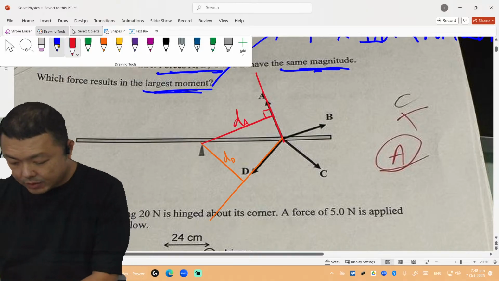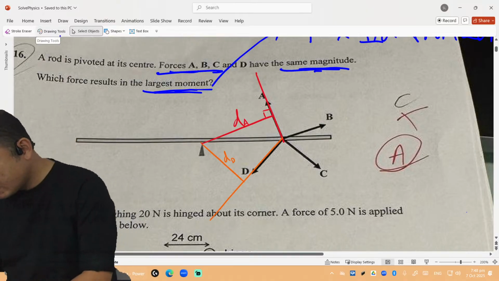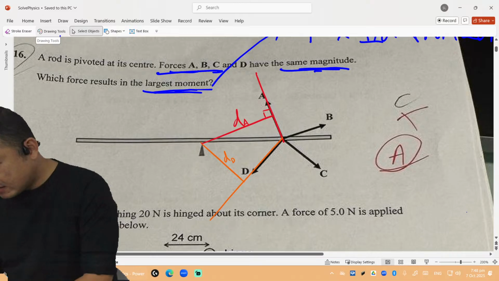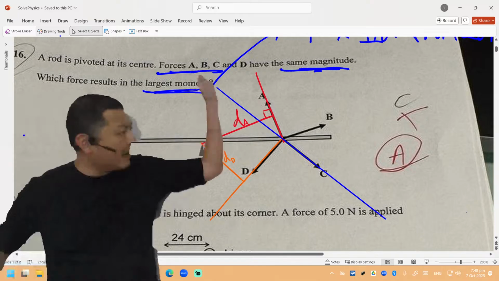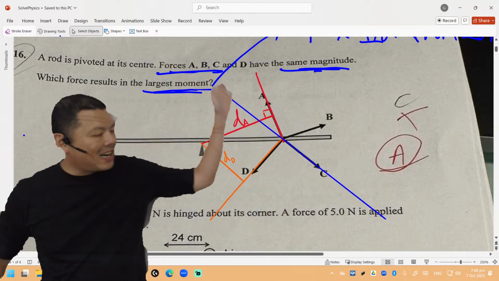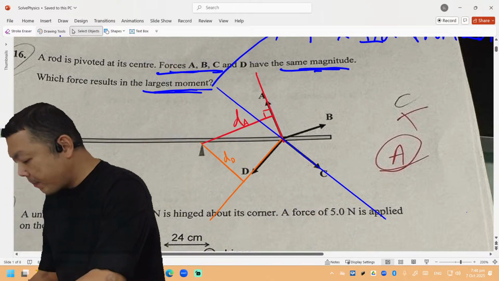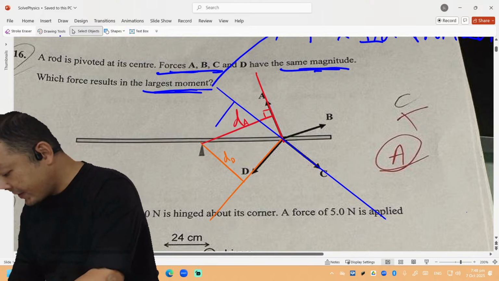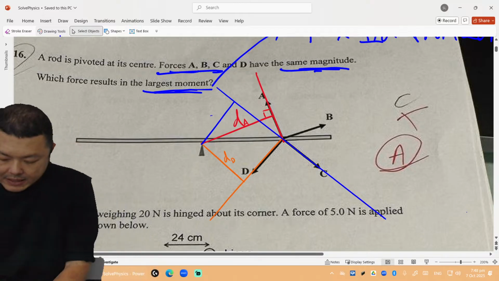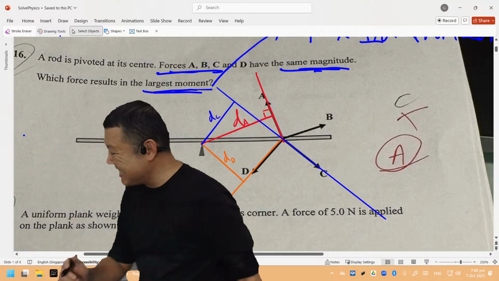Let's do C now. Again, I draw the whole line of action for C like this. I draw the whole blue line. This is C's entire line of action. Then I drop a perpendicular from the line of action to the pivot. That's dC.